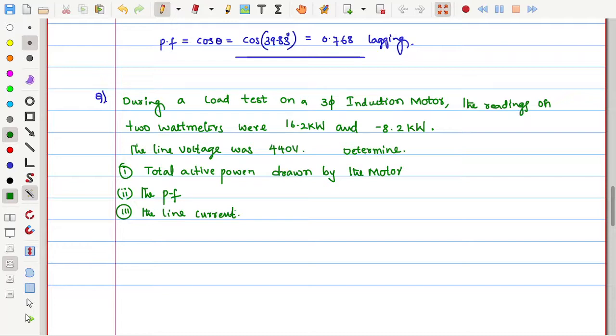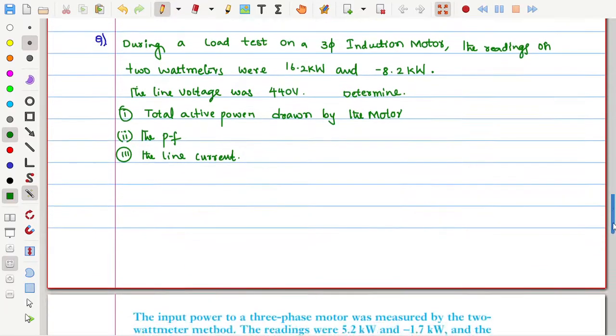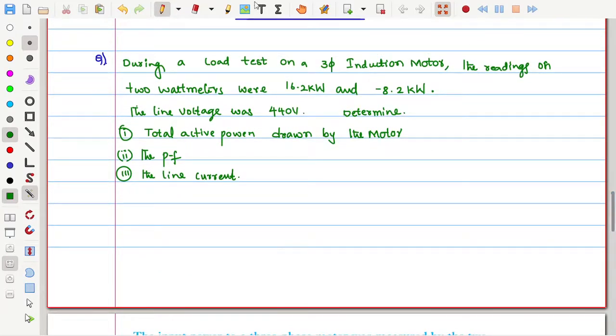So now think, what can we do out of this with the known knowledge. So try to observe carefully. It doesn't matter what kind of test, all those things are not our interest. What is our interest is the two wattmeter method, in which the wattmeter readings are known, including the sign, very important. And the line voltage is known. What we need to find is the total active power, power factor and line current. Let us see how to find these things.